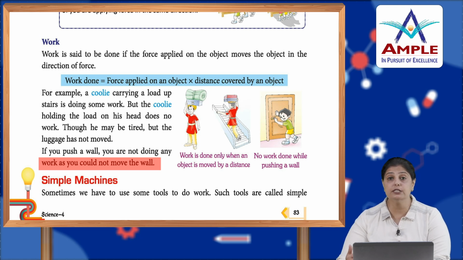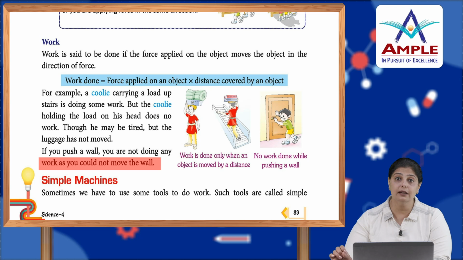But when the coolie is walking upstairs with the load, that means he is applying force to it, and that means the work is done. That means the object is being carried from one place to another. Now, no work is done when you are pushing the wall. The wall stays there only. Does it move? No. That means no work is done. When something moves, that means the work is done.